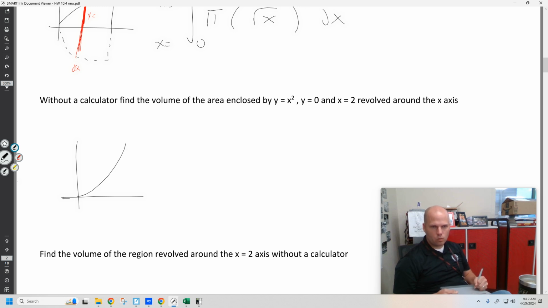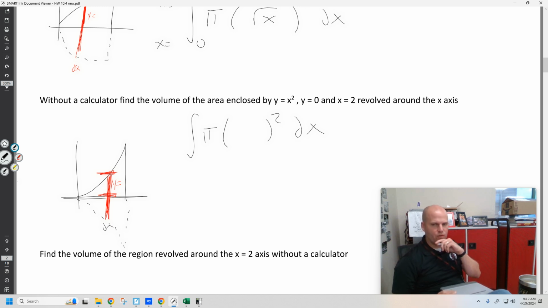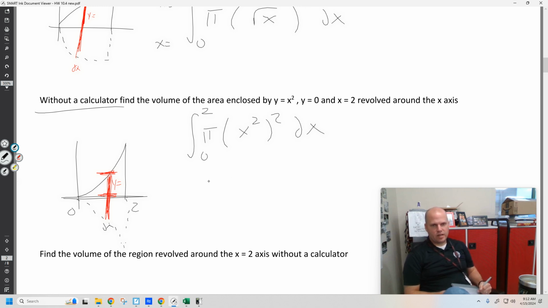x squared, y equals 0, x equals 2, revolved around the x-axis. Another easy one. Here is my radius. It's a y equals distance. Sum up pi r squared h, skinny x distance, width of the rectangle is very skinny, y distance is y equals x squared. We're going from x equals 0 to x equals 2. Without a calculator, okay, we're ready for this. This is easy.